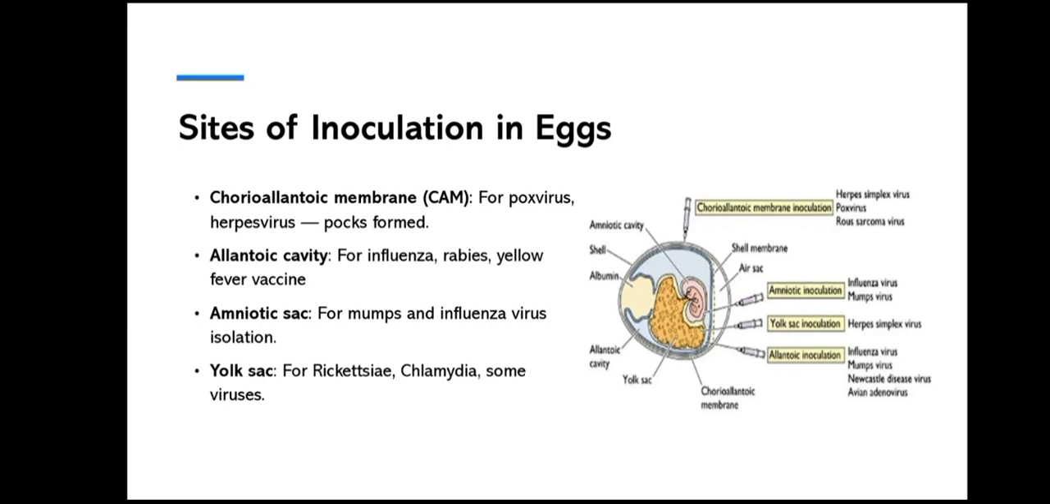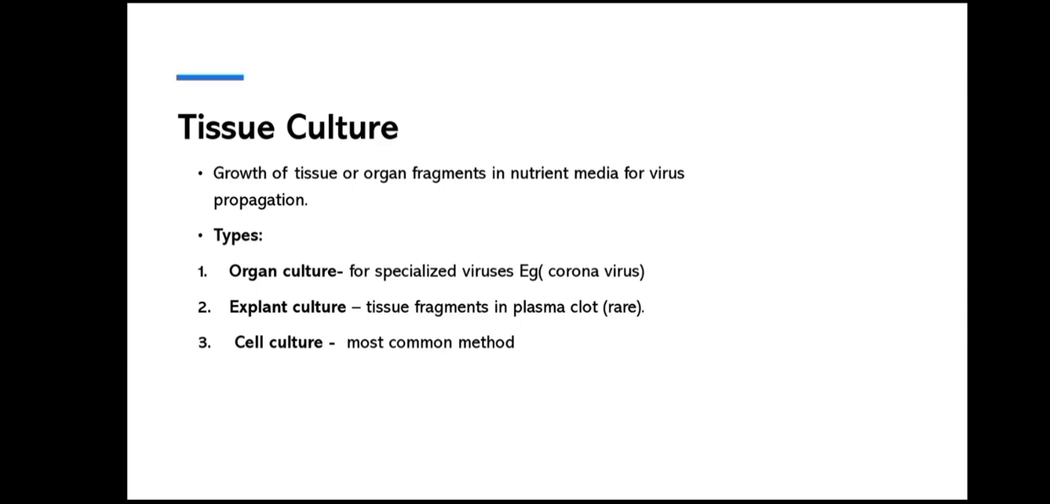And then comes the amniotic sac. It can be used for the primary isolation of influenza virus and mumps virus. Then the yolk sac. It can be used for rickettsia, chlamydia and some viruses. Rickettsia and chlamydia are both bacteria, but since they cannot be grown on artificial media, they are also cultivated in this way. So now let's go to tissue culture.